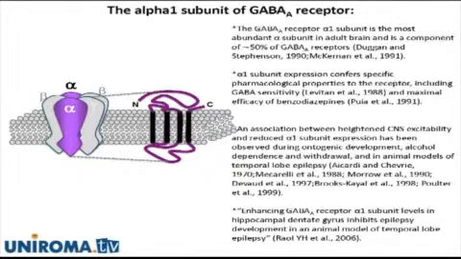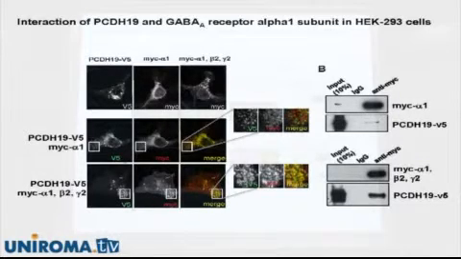This is only an animal model, and this is the only work that we could find. So we were truly happy to find Protocadherin-19 and to see that it was associated to the subunit alpha 1 of the GABA receptor.